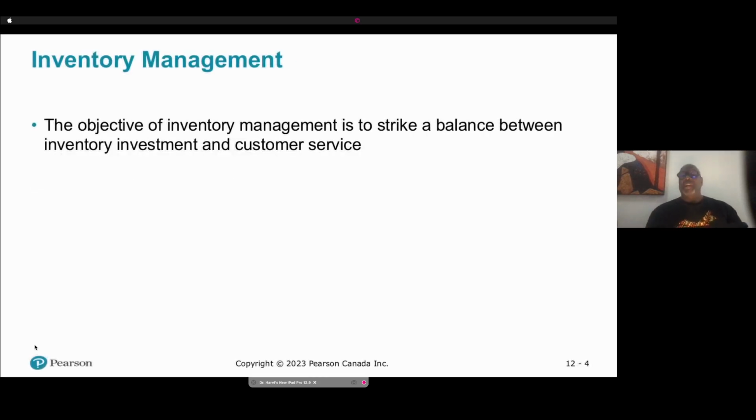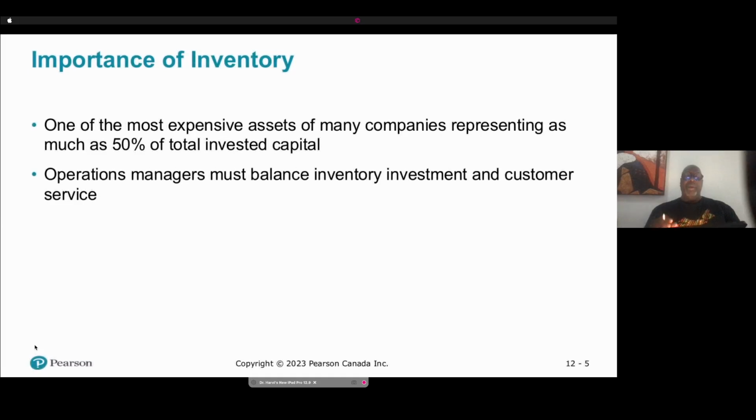So what is the fundamental objective behind managing inventory? It is really to strike a balance between meeting the customer's expectations, so in other words, providing customer service, and also managing our investment in inventory, all right? We need to make sure that we manage the investment in inventory. You don't want to have too much capital tied up in inventory. So balancing those two things is really what inventory management is all about.